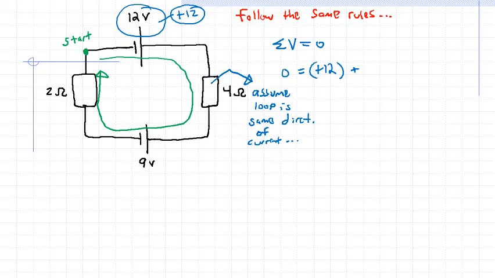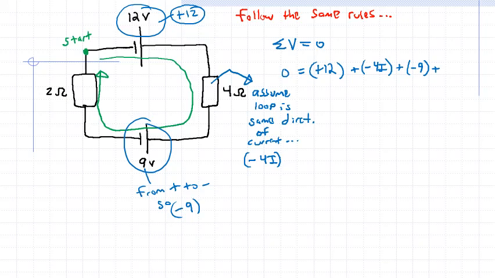So assume the loop is in the same direction of current. That we're assuming that the current again is coming around like this. And so we have -4 times I. We're continuing to come around. Then we get to from the positive to the negative side. So therefore it's -9, going from the positive terminal to the negative terminal.